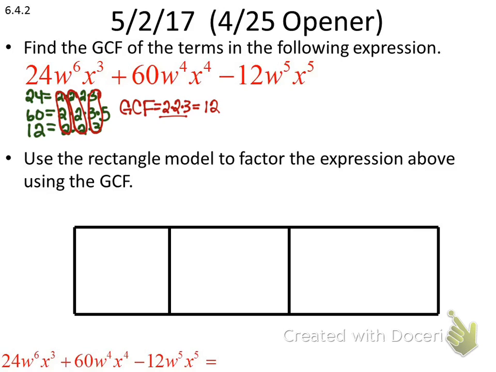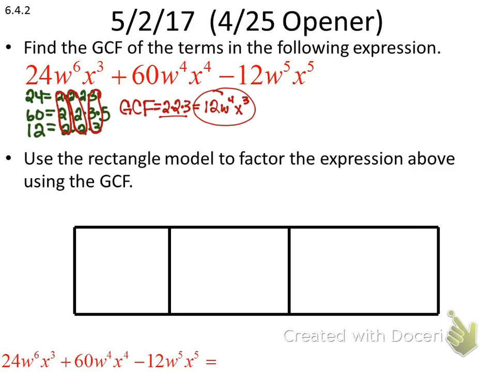Okay? So from there, we're going to look at our variables. They all share a W. So looking at your variable, you're going to pick the variable with the smallest exponent, which is what, Dylan? 4. So W to the 4th power. Then you look at the variable X. All three terms have an X in common. So Dylan, again, what is the variable with the smallest exponent? X to the 3rd. So this is my greatest common factor.